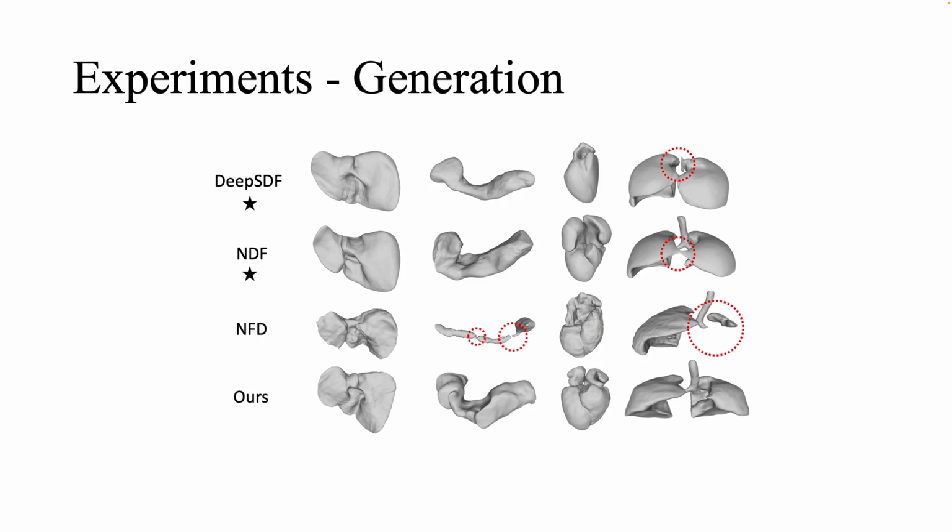We then compare the shape generation results. From the figure, we can see DeepSDF and NDF achieve oversmooth results, while NFD brings more error as it directly represents the shape. Our method, however, is able to generate realistic shapes because of the high representation power of the hybrid field and also the underlying template shape.